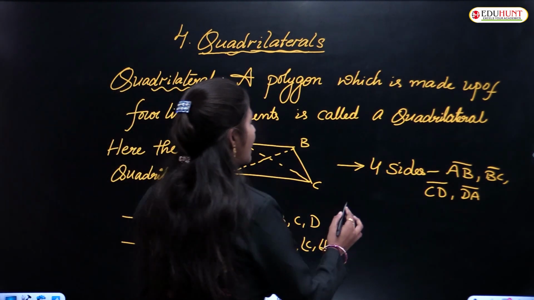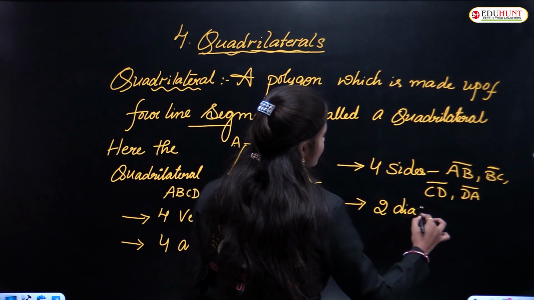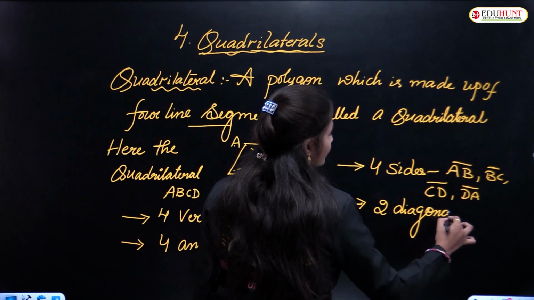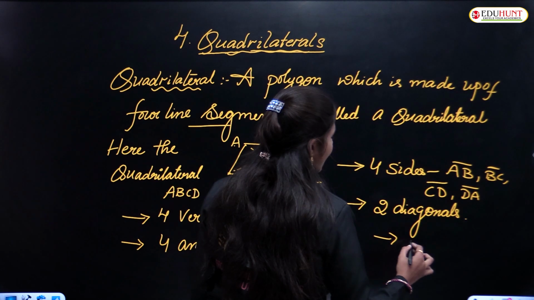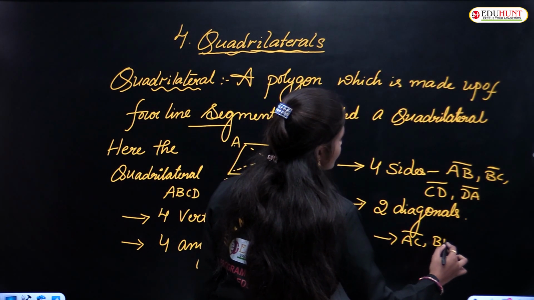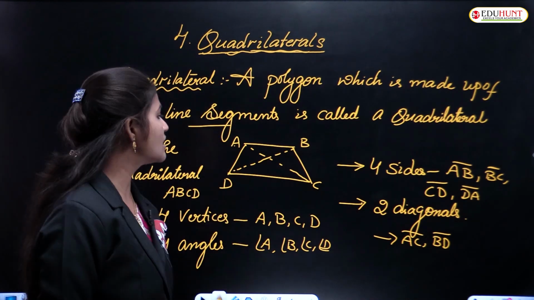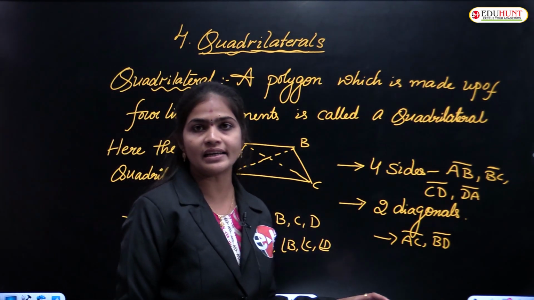So how many diagonals do we have here? We have 2 diagonals. What are the diagonals here? One is AC, another is BD. So we have 2 diagonals. Is it clear to you? So this is about the components of a quadrilateral.